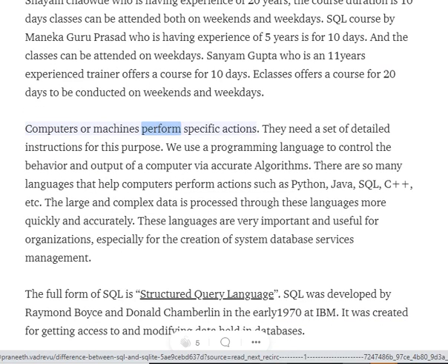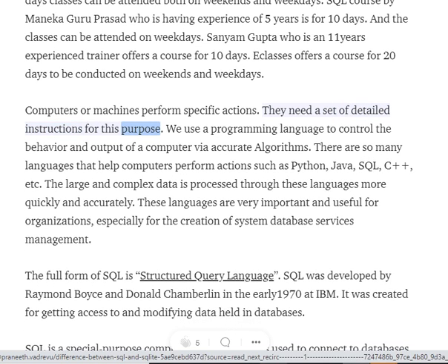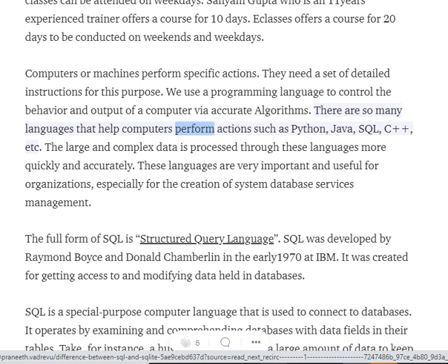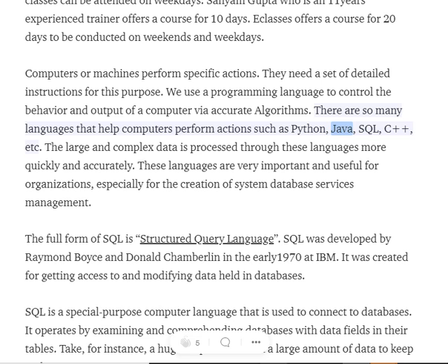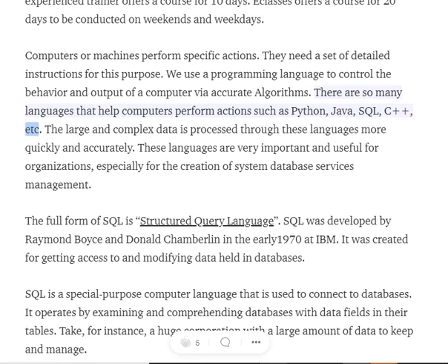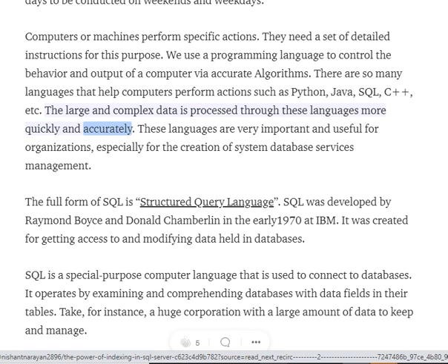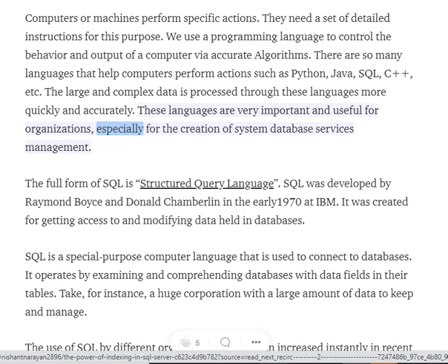Computers or machines perform specific actions. They need a set of detailed instructions for this purpose. We use a programming language to control the behavior and output of a computer via accurate algorithms. There are so many languages that help computers perform actions, such as Python, Java, SQL, C++, etc. Large and complex data is processed through these languages more quickly and accurately. These languages are very important and useful for organizations, especially for the creation of system database services management.